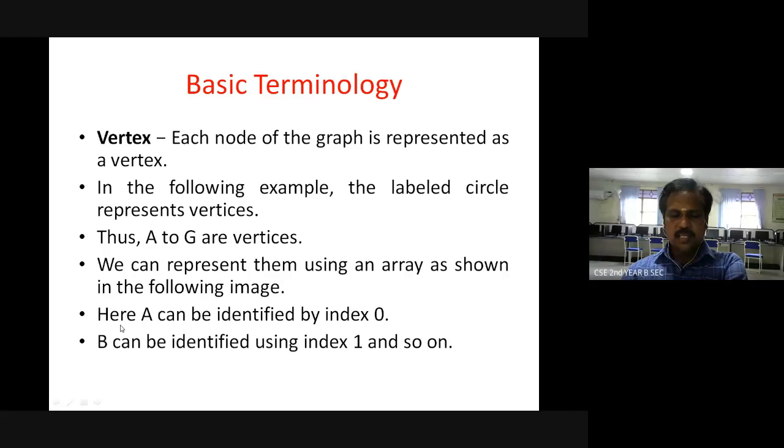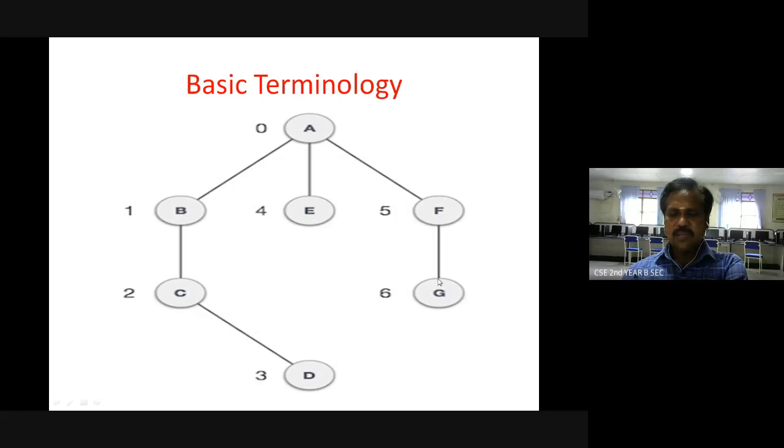So for that, here A can be identified by using the index 0, B can be identified using the index 1. Like that, we can specify the index position for each data using array representation. The procedure is A, B, C, D, E, F, G are the data.